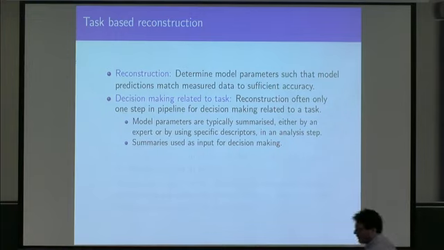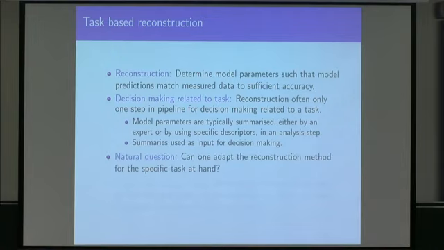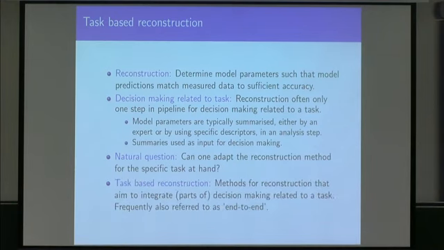So the typical goal is that you do your reconstruction, and then these model parameters or the image are somehow summarized or maybe post-processed, either by software or a human being, and these summaries are then used as input to the actual decision making. So of course it's natural to ask yourself, can we combine these two steps? Can we do them jointly? And that's roughly what task-based reconstruction is all about.